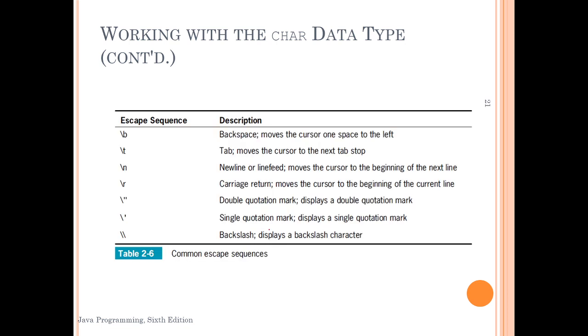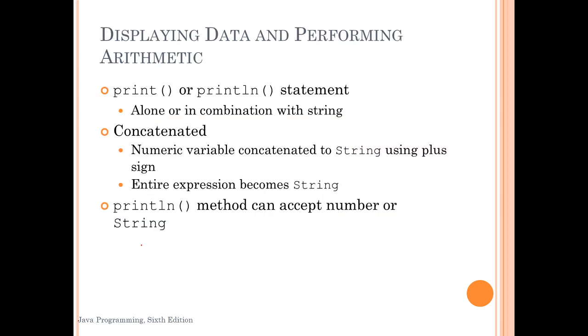Okay, so these are the different escape sequences. When you use backslash b, it means backspace; backslash t, tab; backslash n, new line; backslash r, carriage return. The carriage return is like pressing enter. This one is a double quotation mark, this is a single quotation mark, and this is a character.